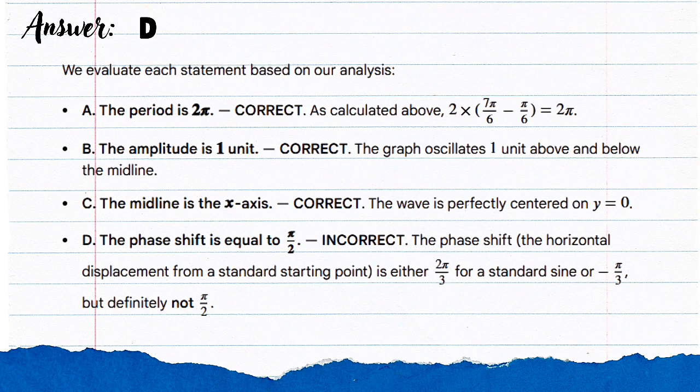For letter D, the phase shift is equal to pi over 2. This is incorrect because the phase shift, or the horizontal displacement from a standard starting point, is either 2 pi over 3 for a standard sine or negative pi over 3, but definitely not pi over 2.